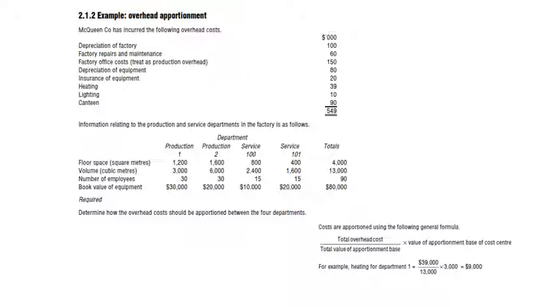We have some accounting numbers, and we have different cost centers on which we have to distribute our overheads. For example, in this question, if you look at the slide, you will see depreciation of factory, repairs and maintenance, factory office. Then we have depreciation of equipment, insurance of equipment, heating, lighting, and canteen. They have given us the total amount for each kind of overhead. They did not provide any distributed values.